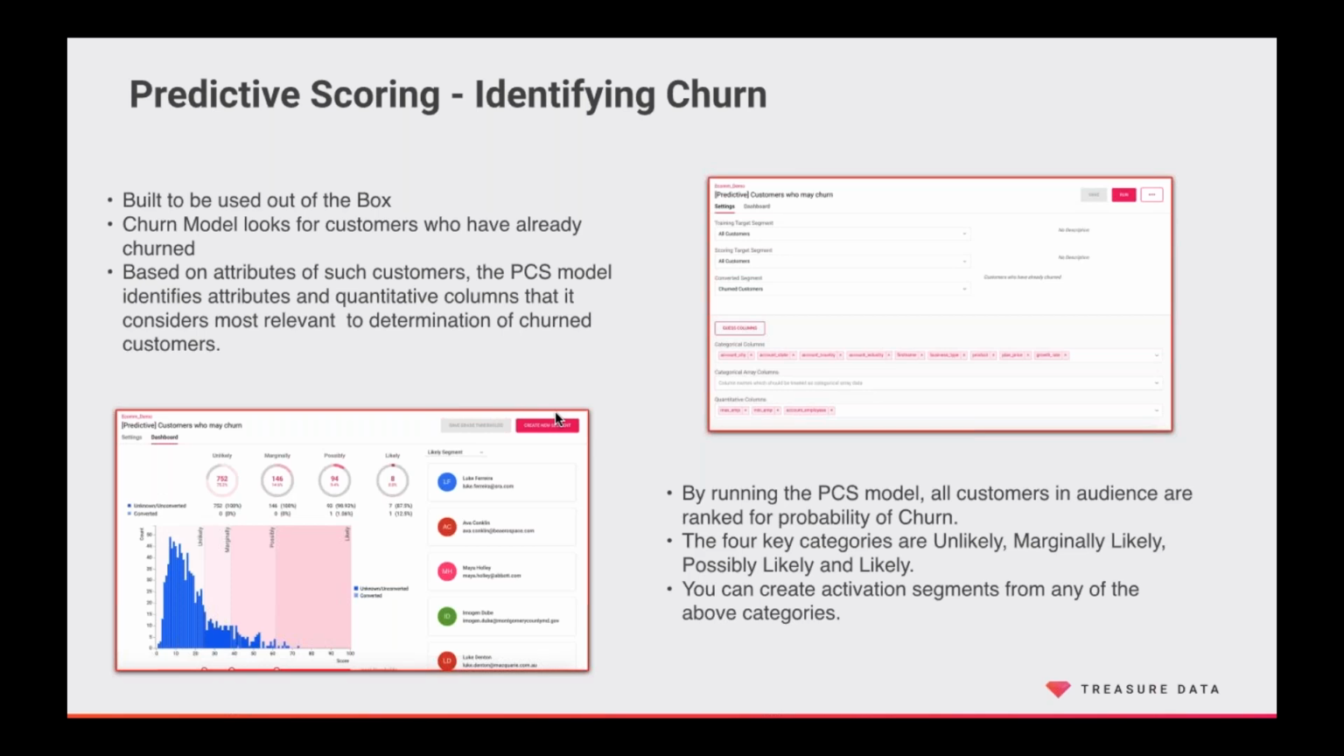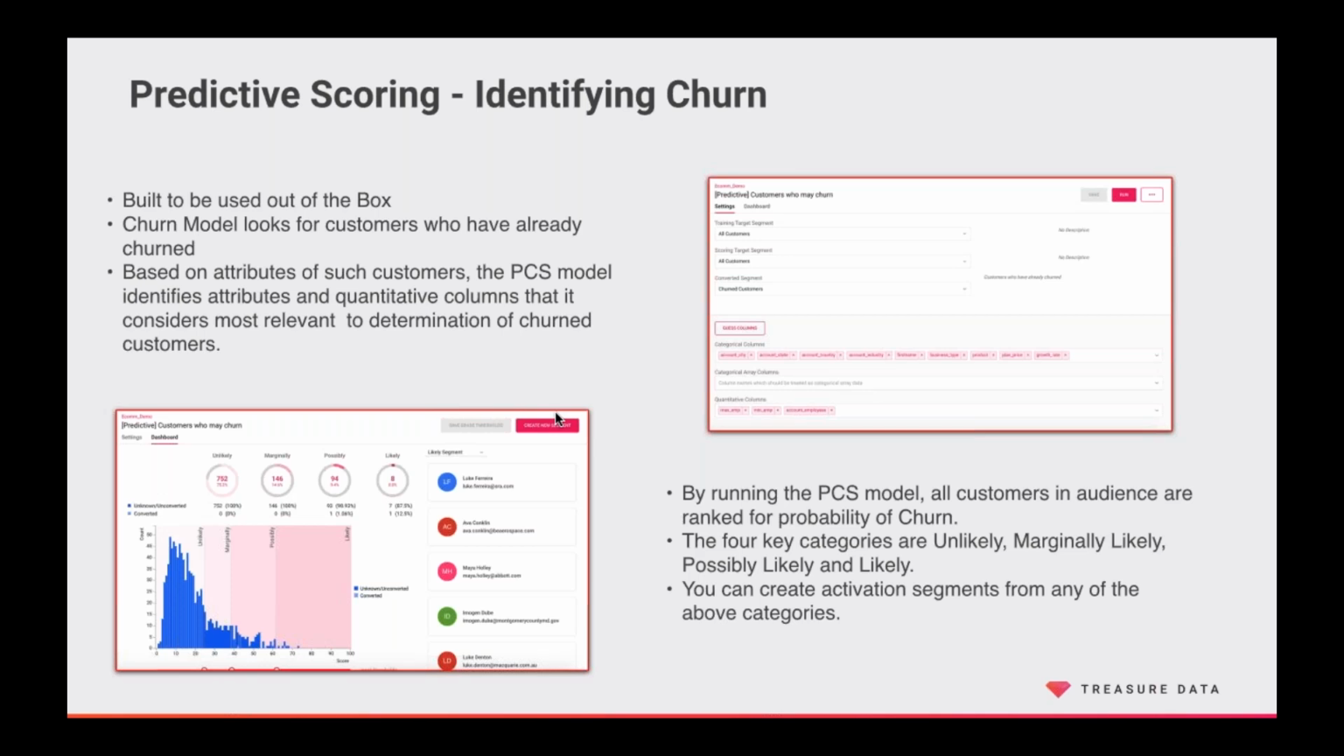And the PCS model then categorizes all your customers in the audience based on that model into 4 categories. The first one is unlikely to churn, marginally likely to churn, possibly likely to churn, and the final one, which is the highly likely to churn segment, is probably the one that you want to focus on. That does not mean that's the only segment you can focus on. Let's say you want to focus both on the possibly likely and the highly likely to churn segments. So you can do that as well.